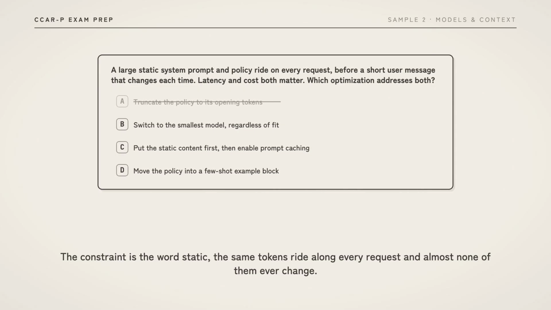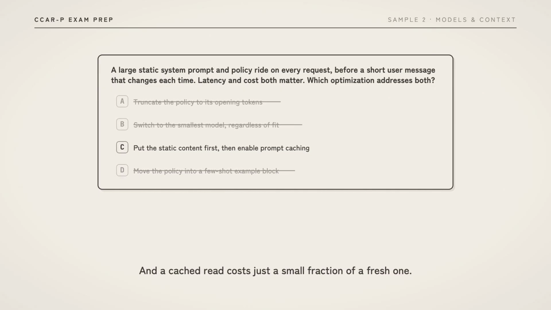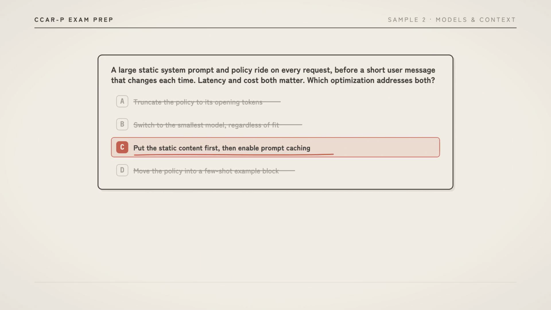The constraint is the word static. The same tokens ride along every request and almost none of them ever change. Anthropic supports prompt caching, where you put the static content first as a fixed prefix and the model reuses it instead of reprocessing it. And a cached read costs just a small fraction of a fresh one. So you order the stable content first and cache it. Latency and cost both drop, and the guide's key says the answer is C.